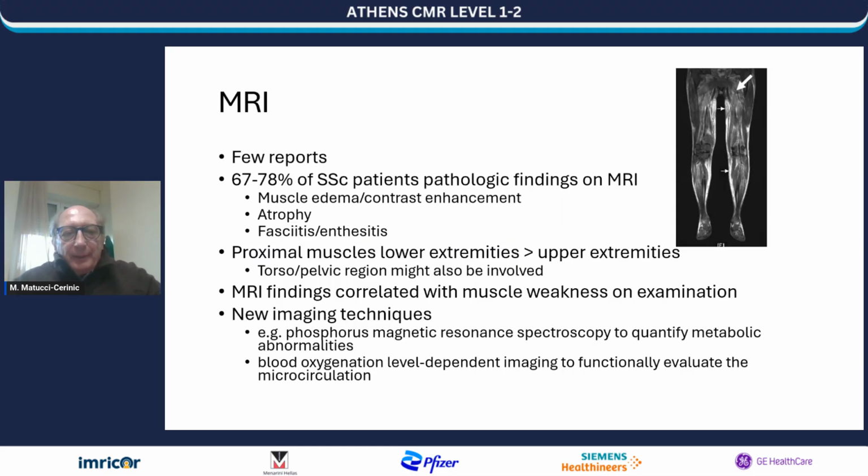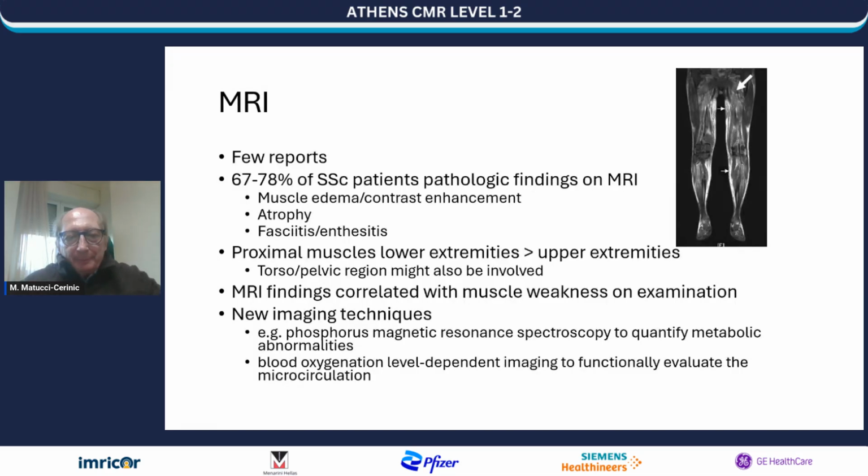One of the most useful investigations is MRI, because MRI can show us how much the muscle is inflamed, in particular in the lower extremities and upper extremities, so that we can identify precisely which is the most affected muscle, because obviously if you want to do a biopsy, we should go directly there to make the sampling.